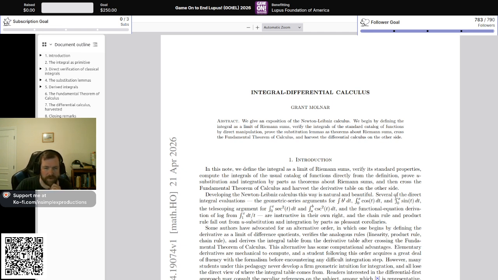We'll see. Several of the direct integral evaluations, the geometric series arguments for integrals of sine of t dt, cosine of t dt from 0 to x, and sine of t dt from 0 to x, and the telescoping argument for integral of secant squared of t dt from 0 to x, and cosecant squared of t dt from a to b, and the functional equation derivation of log from integral of dt over t from 1 to x are instructive in their own right, and the chain rule and product rule fall out from U substitution and integration by parts as pleasant corollaries.